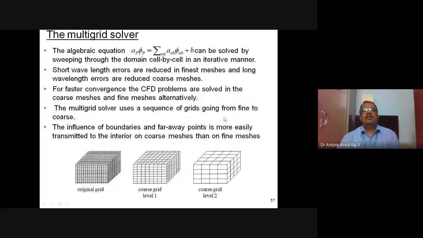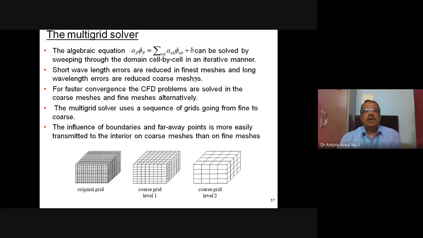Somewhere we will also be using a multi-grid solver. Even for our solution we will be using a multi-grid solver. What is a multi-grid solver, and why are we going for it? These equations will be solved for the whole domain, which means the five algebraic equations per node will be solved throughout the domain. While solving, there will be short wavelength errors as well as long wavelength errors, and these errors have to be minimized. How can it be minimized?